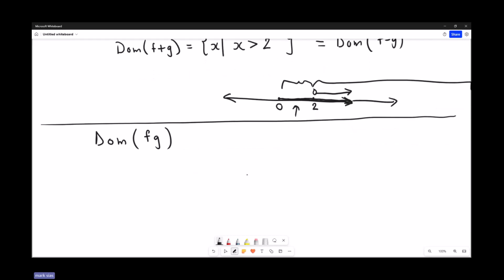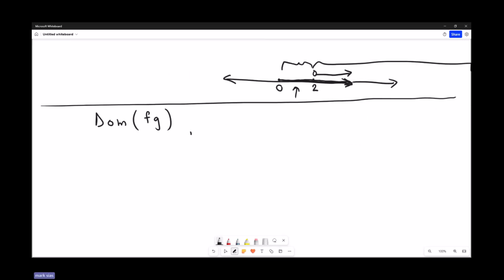So let's just get f times g quickly. Sorry for that, I'm jumping the gun. f of x multiplied by g of x. Well, what was it? 1 over the square root of x minus 2, multiplied by the square root of x, is equal to the square root of x over x minus 2. Right.